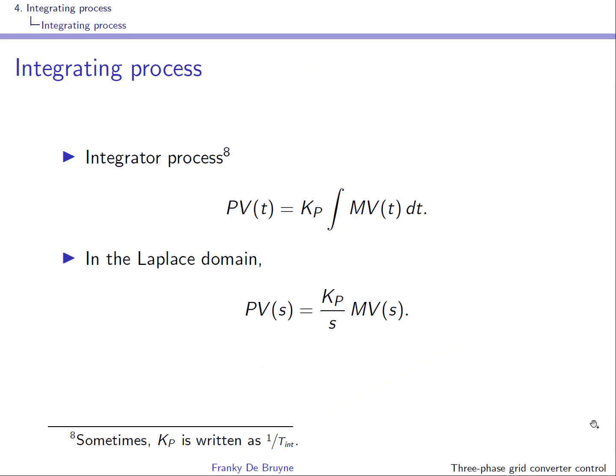Well, an integrating process is very easy to describe in the time domain. You take the input and you integrate it over time, and there is also one parameter which is the gain of the integrator process. Sometimes, for instance in a PI controller, the gain is written as 1 over a time constant, the time constant of the integrator. When you go to the Laplace domain, the equation of the integrator is simply written like that.